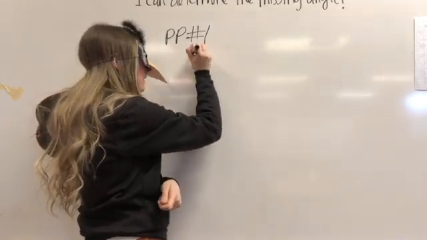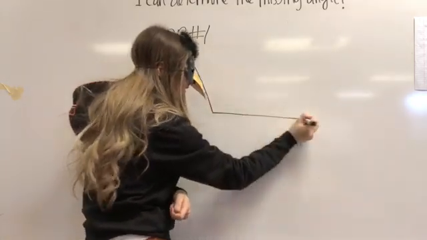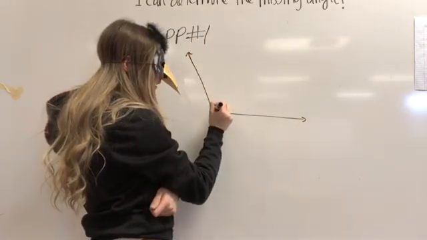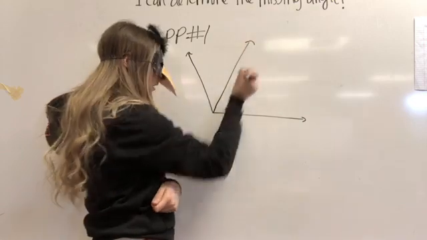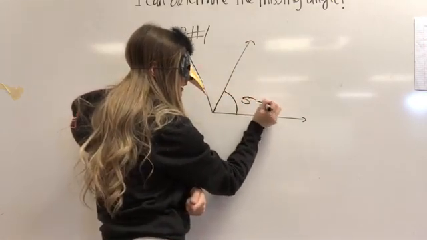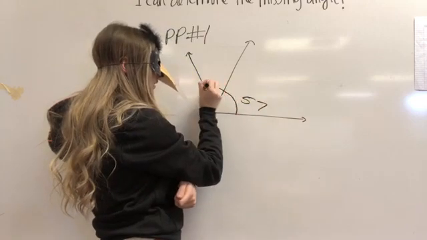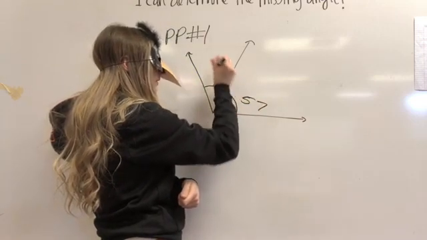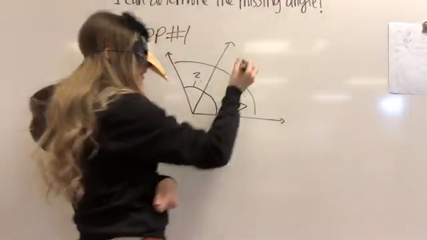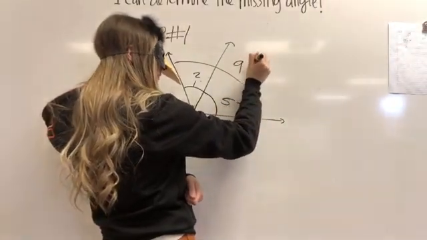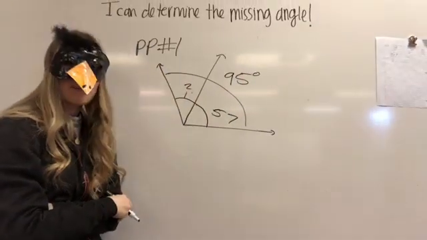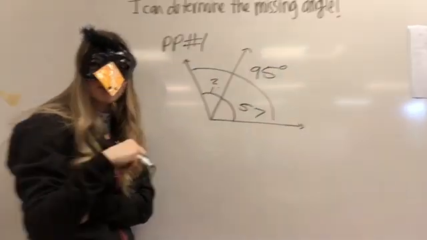Okay, if you have this angle, and I told you that this part is 57, and I want to know what this part is, but the whole thing is 95 degrees. What is this missing piece? Okay, give it a try, but I'm going to keep going.